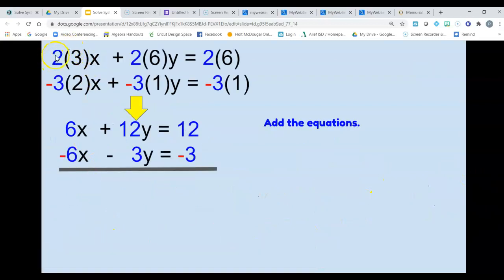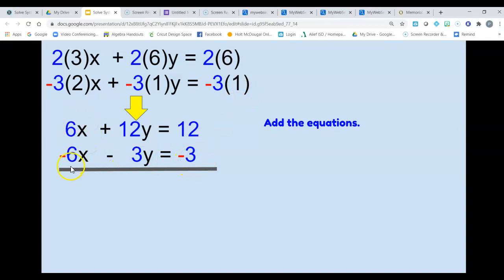When I multiply that out, 2 times 3 is 6x. 2 times 6 is 12y. 2 times 6 is 12. And then negative 3 times 6, negative 6x. Negative 3 times 1 is negative 3. And negative 3 times 1 again is negative 3.